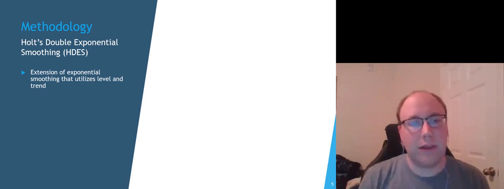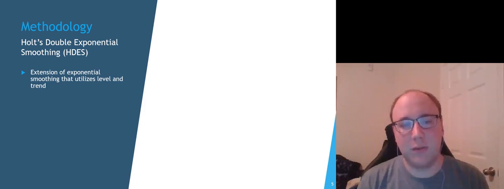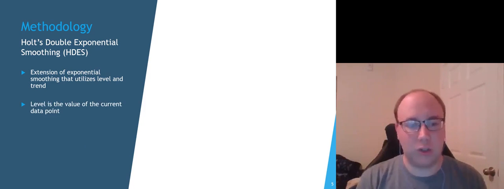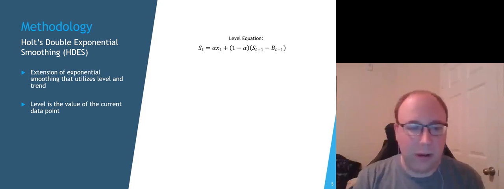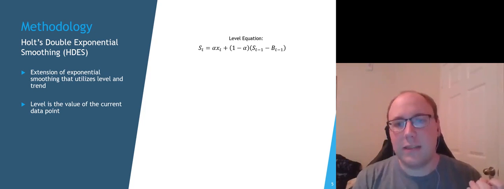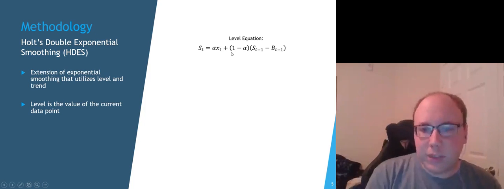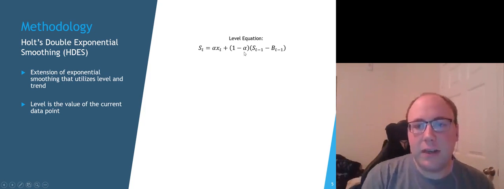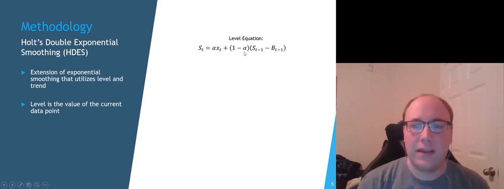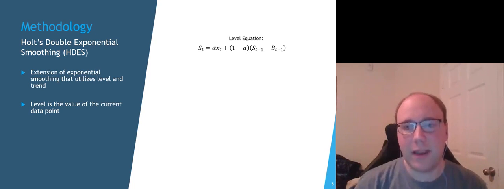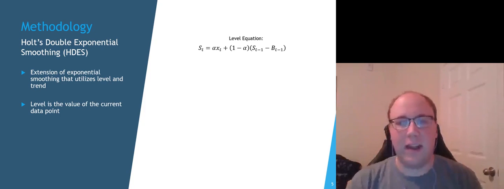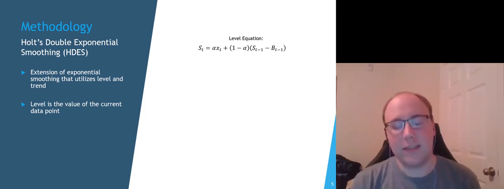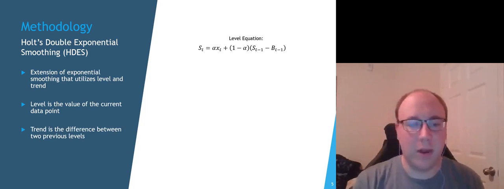And so Holt's double exponential smoothing is an exponential smoothing equation that utilizes level and trend. Level is the value of the current data point that we're looking at, whatever it may be, and that equation is given here. One thing to note in this equation is the variable alpha. Alpha is a weight that we assign each data point, and an alpha level close to 1 means we assign pretty much a full weight to that, and an alpha level close to 0 means we're basically not going to take that point into consideration when we're designing our model.